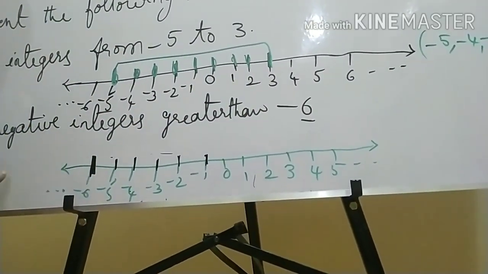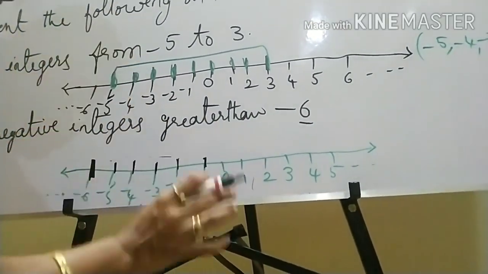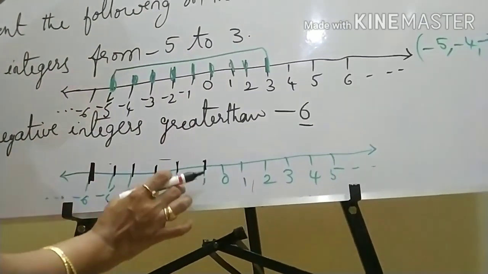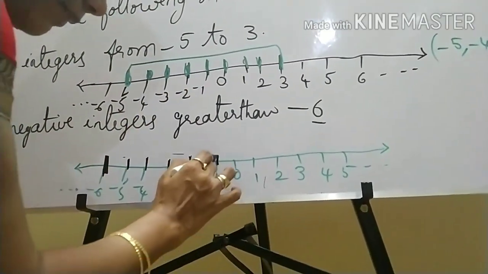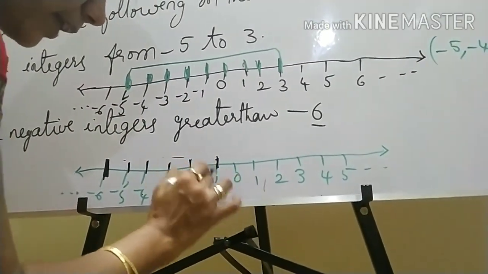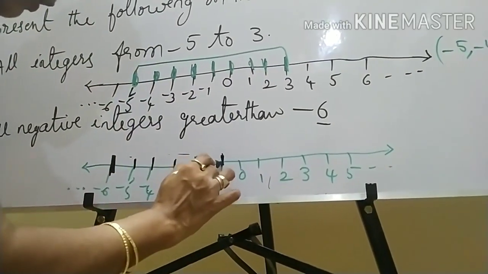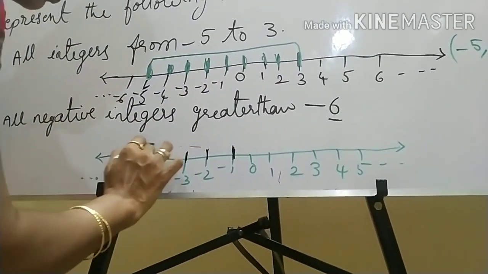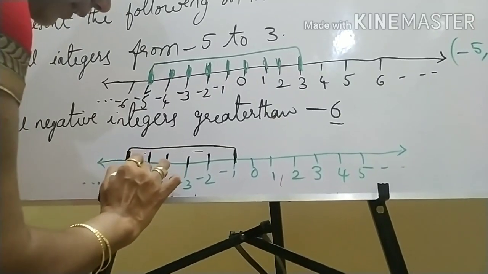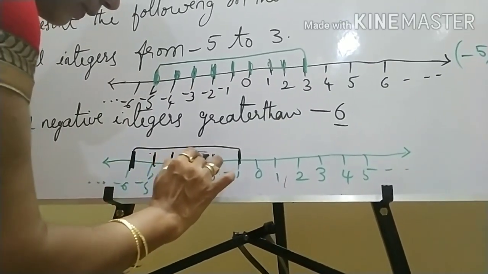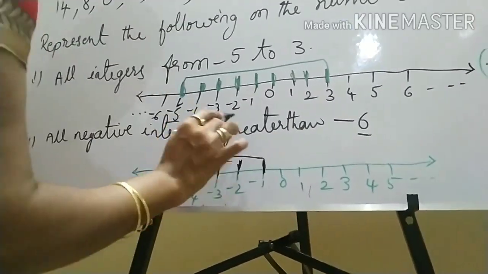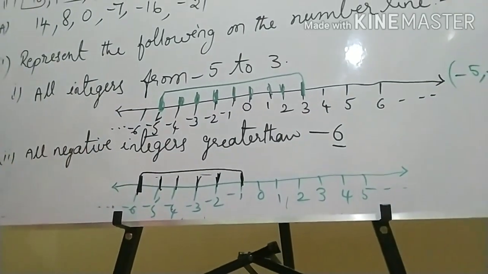But what is our question here? All negative integers only. We only have to mention negative integers. Negative integers stop with minus 1. So we have to mention these numbers only. These are the negative numbers that are greater than minus 6.